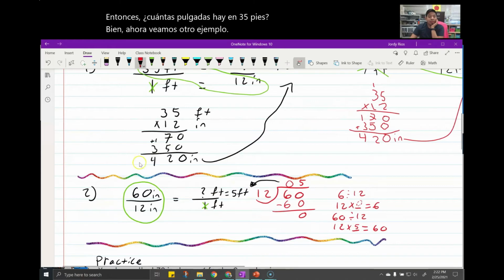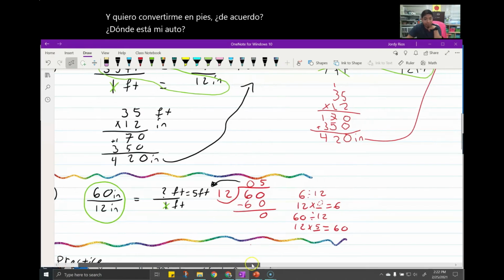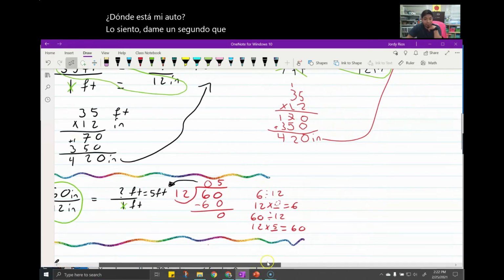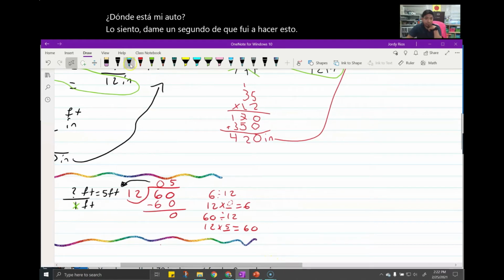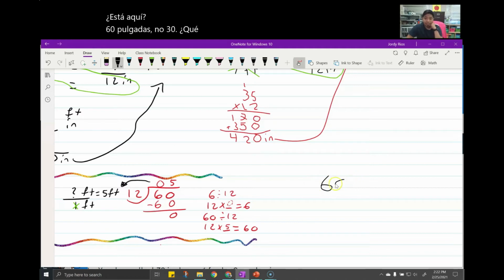Okay. So another example would be if I have 60 inches and I want to convert it into feet. Okay. Well, where is it? Oh. Sorry. 1 second. Okay, there it goes. Well, let's do this then. And bring this over. And do it right here. 60 inches, not 30. What am I doing? There we go. 60 inches. And I want to find it in feet, correct?